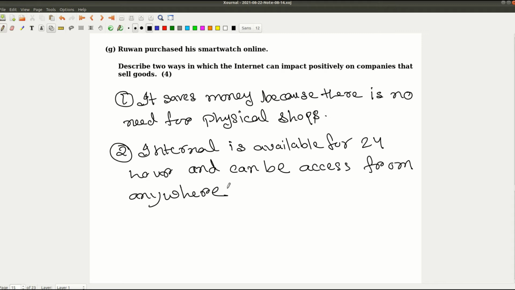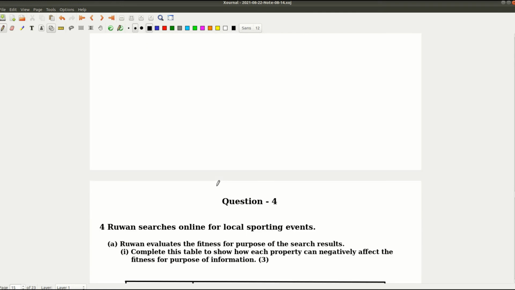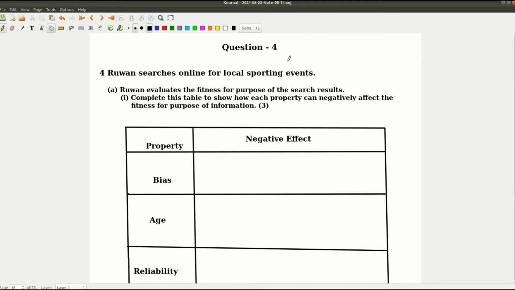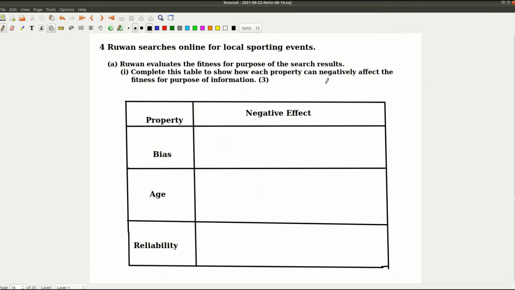Okay, so move to the next question. Now we are starting question number 4. Question number 4 is asking about Ruan searching online for local sporting events. Ruan evaluates the fitness for purpose of the search results. Complete this table to show how each property can negatively affect the fitness for purpose of information.